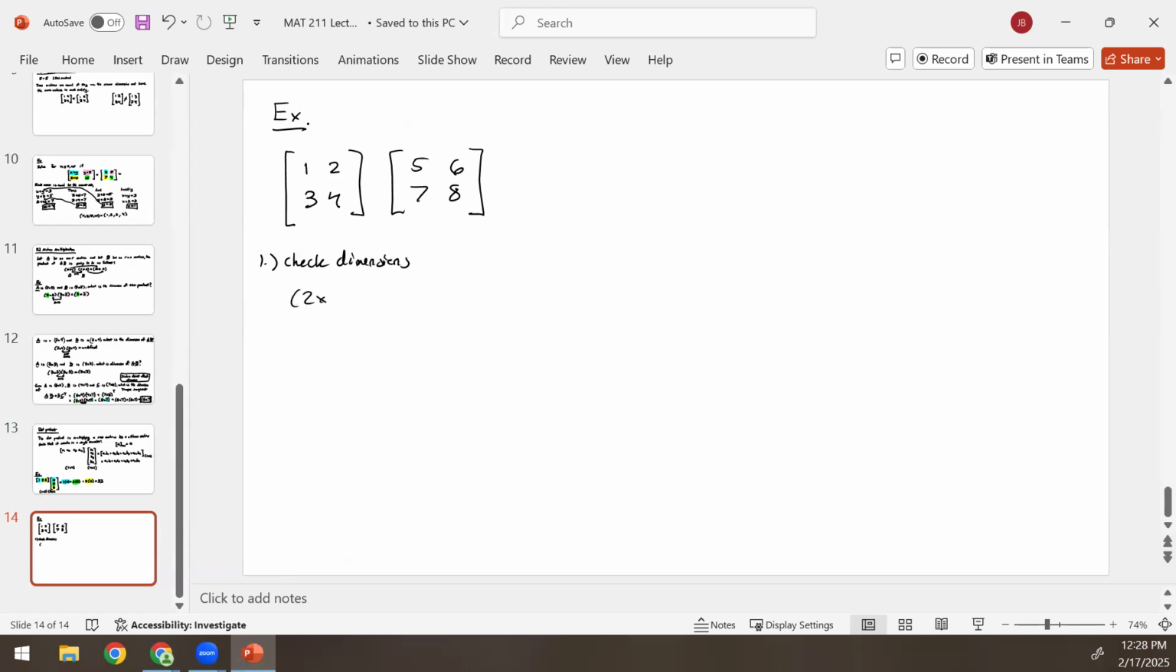So 2 by 2, 2 by 2. Also, by doing this, this tells you how big the matrix is going to be when you actually multiply it. So it's a 2 by 2. Okay, so we're good. Now we're going to multiply. So step 2 is now actually multiply.